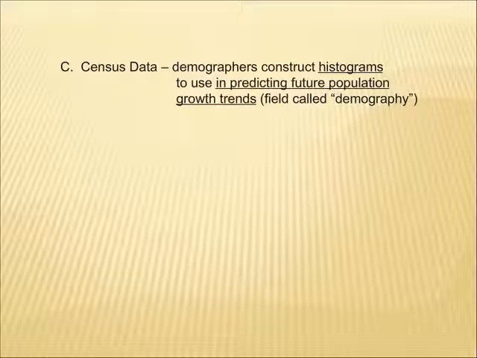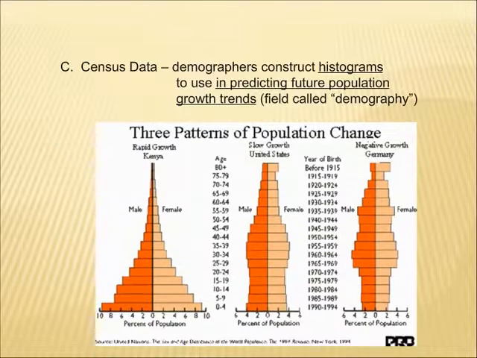People who study human population growth are called demographers. Demography is the study of human populations. And so some of this information is collected when periodically different countries do census. And a census is a sort of a survey where they collect information about the people who are living in that particular country. So with the census data, they can construct a type of graph called a histogram. And a histogram is useful in trying to collect information about future population growth trends.